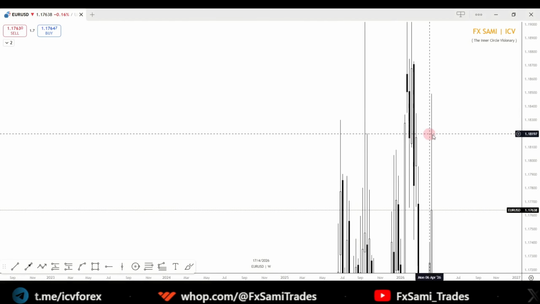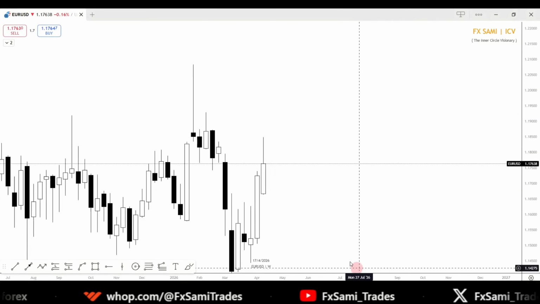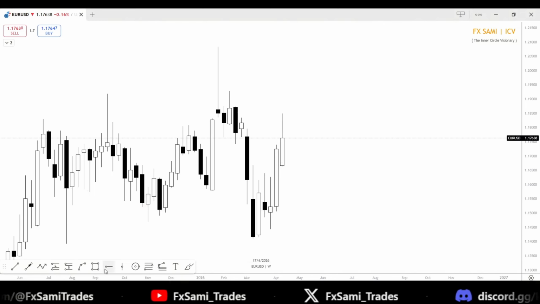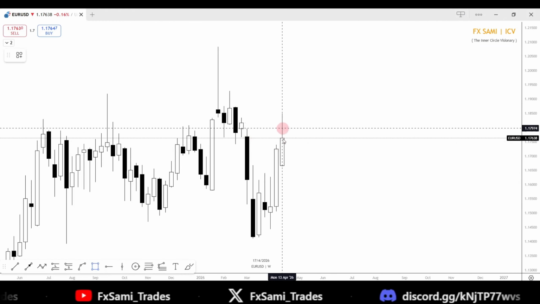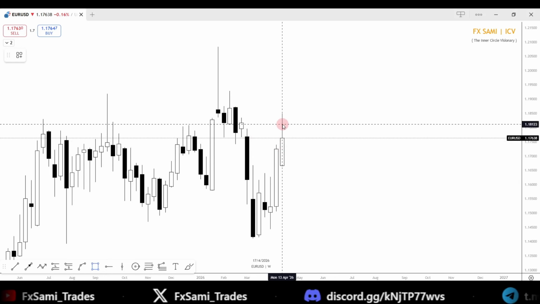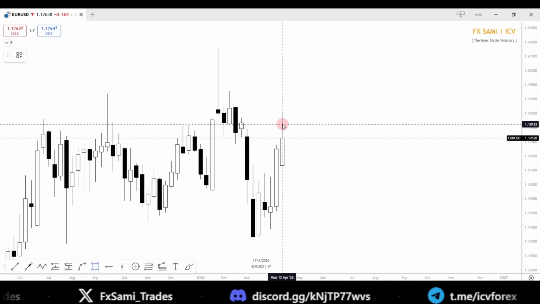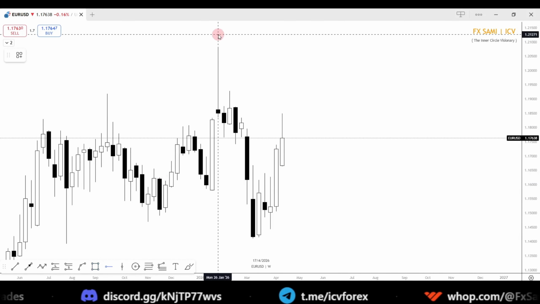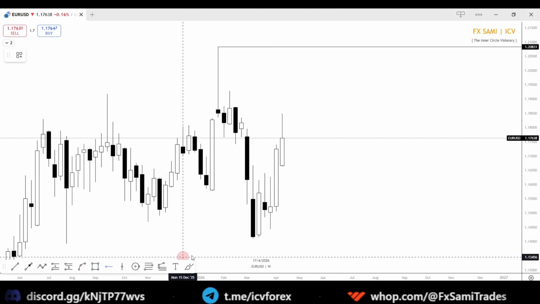Going back to the weekly chart right here. So what did we talk about first? We've got to search where we are in the current dealing range. Do we have any point of interest? So the current dealing range is from this high to this low.